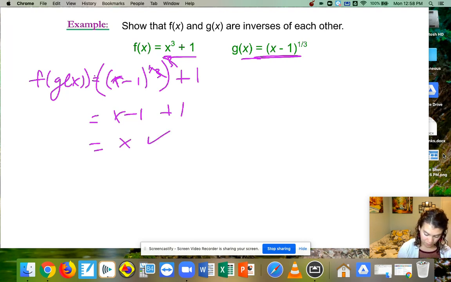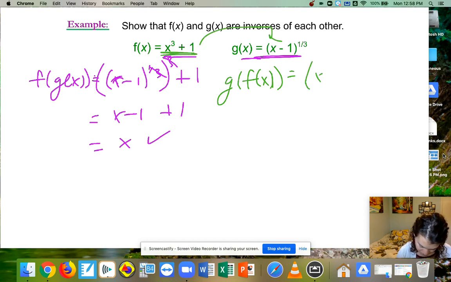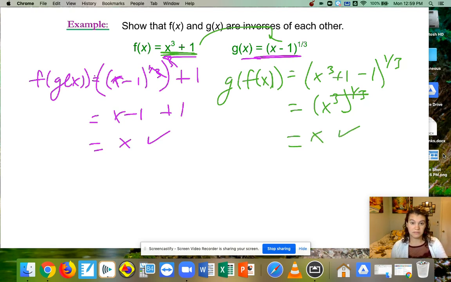That one works. But now I have to check the other direction as well. So do g of f of x, and we're going to plug this function into this function. So you get x cubed plus 1 minus 1 all to the 1/3, which is x cubed to the 1/3. These will cancel, and you're left with x. So those check out. These are inverses of each other. If for some reason you got something like x plus 1 or 2x or something weird, then they wouldn't be inverses. They would just be two functions.